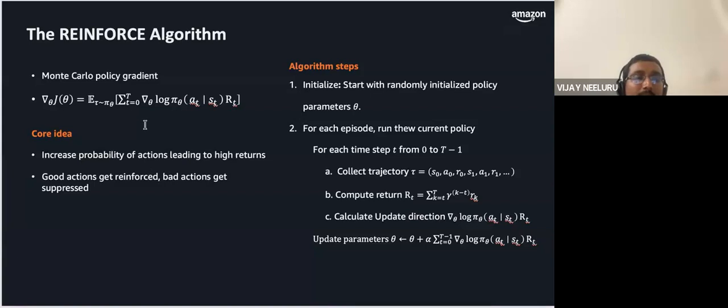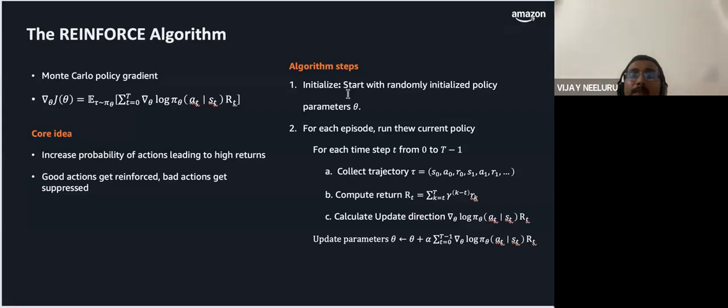Since we usually cannot compute the expectation, the REINFORCE algorithm uses Monte Carlo estimation. In the Monte Carlo estimation, we run the current policy to generate one or more complete episodes. For each episode, we calculate the return, which is defined as R of t for each time step, and we approximate the gradient using the corresponding sample data. So let's go through the algorithm step by step.